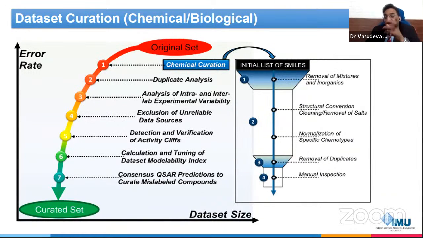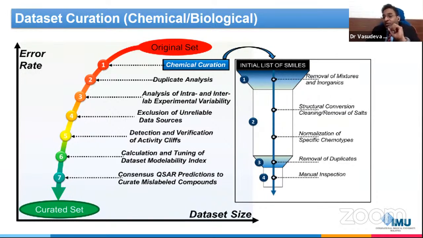So data set curation, in terms of both chemistry and biology, is a very significant step associated with QSAR modeling. So I will introduce a few steps here. The original set, the raw data. Once you get the raw data, you first need chemical curation: removal of mixtures and inorganics. If any mixture molecules are there, remove them, along with inorganics, structural conversions and screening of the salts, normalization of specific chemotypes.